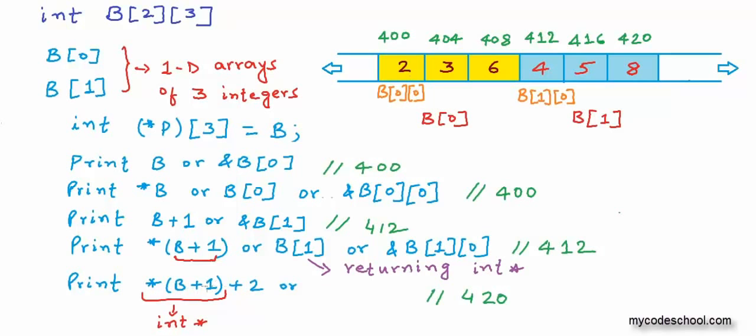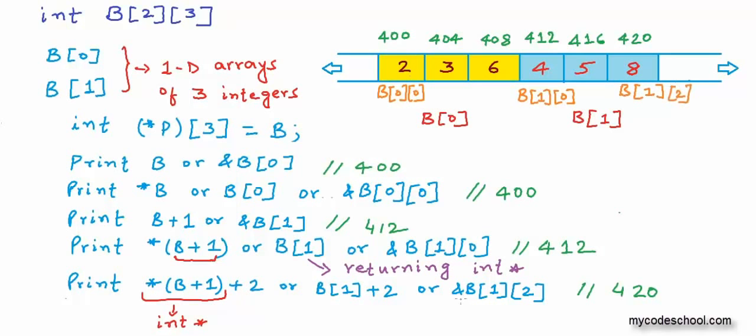*(b plus 1) in this expression can be written as simply b1, because they are substitutes for each other, they are alternate syntax. So this is the same as b1 plus 2, and once again these expressions are returning a pointer to integer. They are returning a pointer to this element b1[2]. That's why we can also say &b1[2]. All these 3 once again are the same.